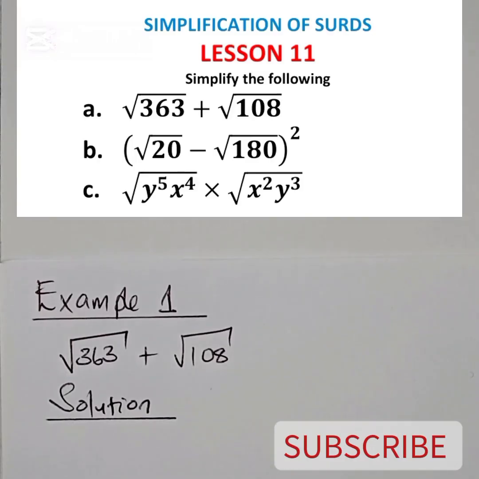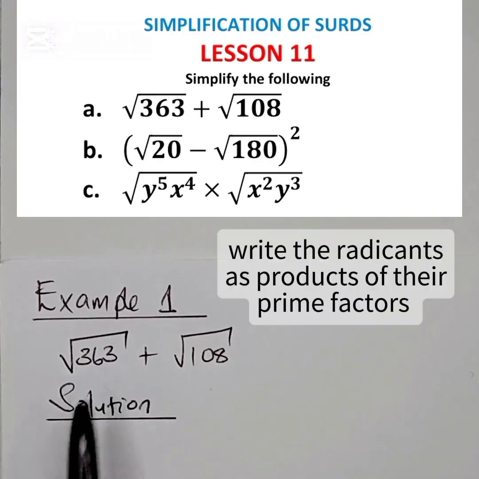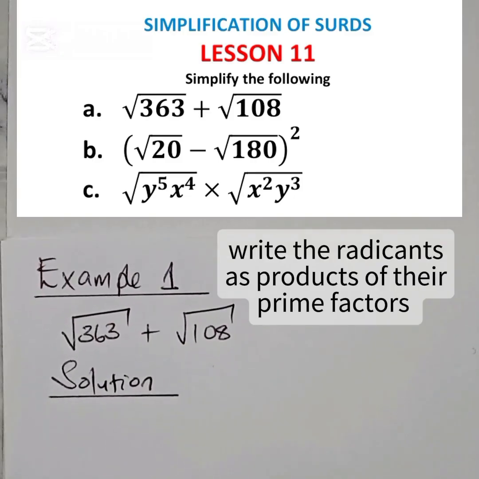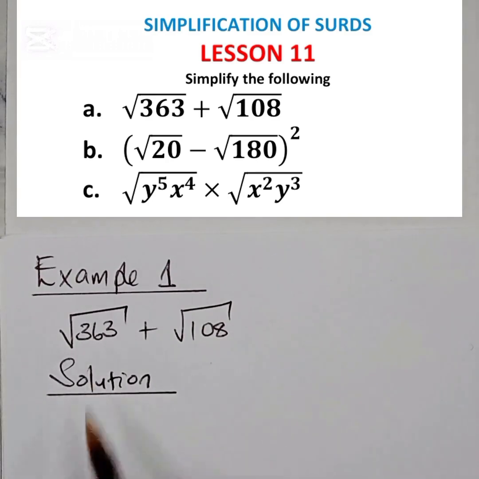In this lesson we are writing surds in their simplest forms, and we are working on 3 examples. Now we need to simplify the root of 363 plus the root of 108. What we need to do here is to write these radicands as a product of their prime factors. Let's start with 363.